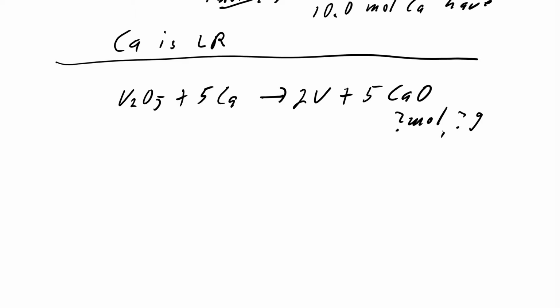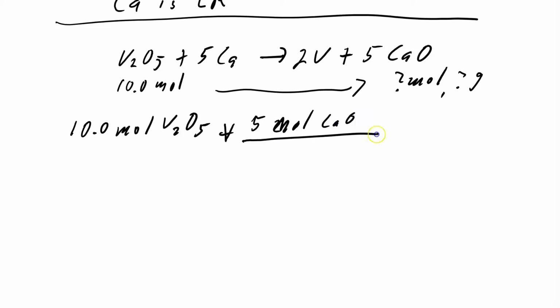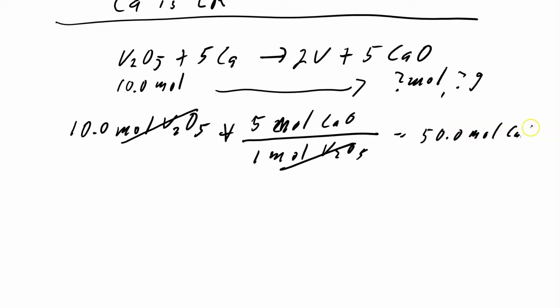The nice thing is that we are starting with 10.0 moles, so there's no conversion. We're just right on the molar highway. So we're going to convert that to moles. So let's do that, starting with 10.0 moles of V2O5 times, also we're getting 5 moles of calcium oxide for every 1 mole of V2O5 that reacts, so we're going to multiply this by 5 moles of calcium oxide per every 1 mole of V2O5 that reacts. Moles of V2O5 cancel. And doing the math, we get 50.0 moles of calcium oxide. So that is the amount of calcium oxide formed in terms of moles.